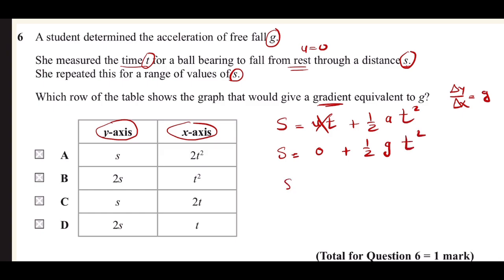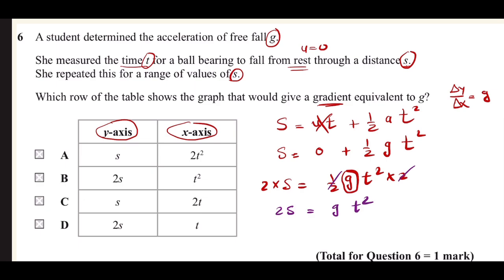Now s equals half g t squared. I need to get only g, so times 2 for the left side and times 2 for the right side. So 2s equals, cancel out. Now I have to use a different color. So here the 2 cancels with the half. So the formula is 2s equals g t squared.